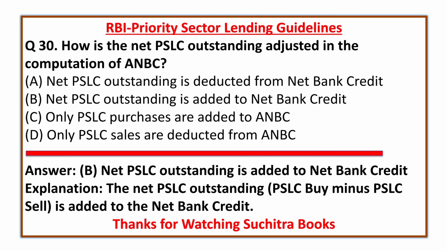Question 30. How is the net PSLC outstanding adjusted in the computation of ANBC? A. Net PSLC outstanding is deducted from net bank credit. B. Net PSLC outstanding is added to net bank credit. C. Only PSLC purchases are added to ANBC. D. Only PSLC sales are deducted from ANBC. Answer. B. Net PSLC outstanding is added to net bank credit. The net PSLC outstanding, PSLC buy minus PSLC sell, is added to the net bank credit.